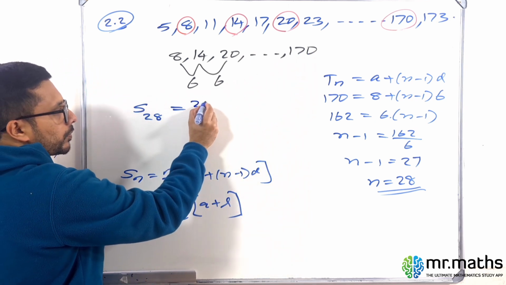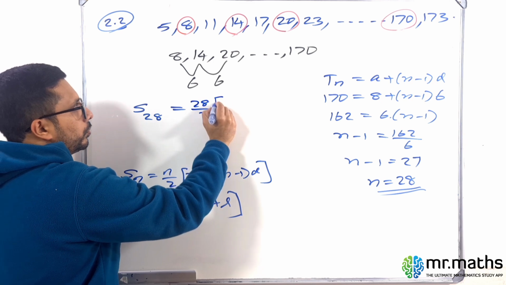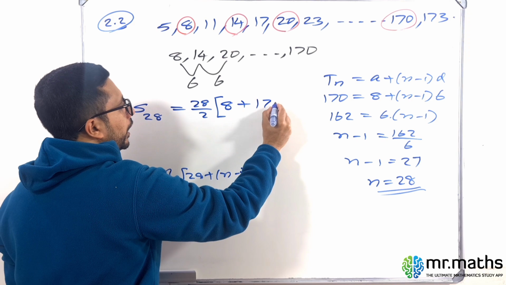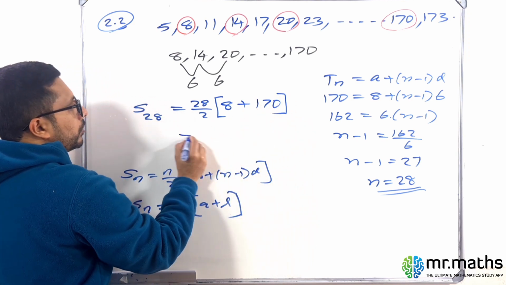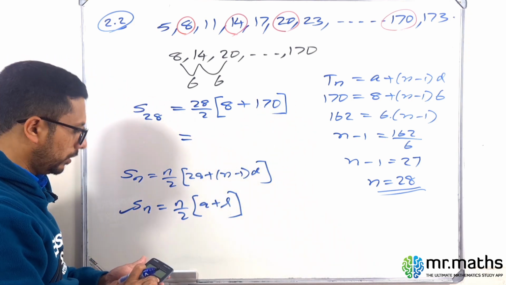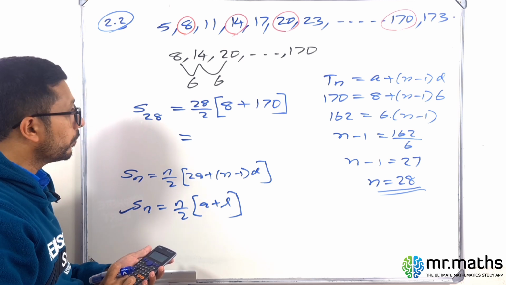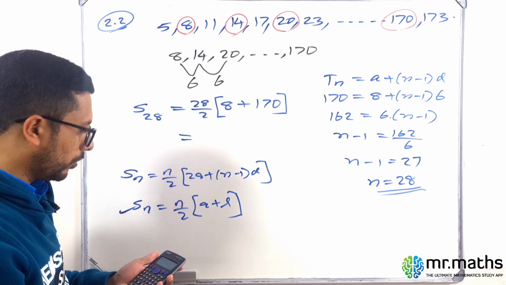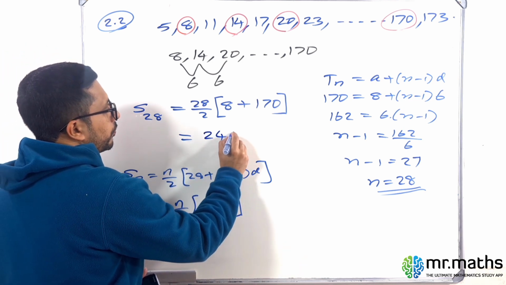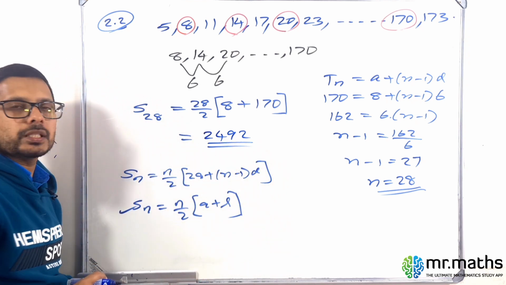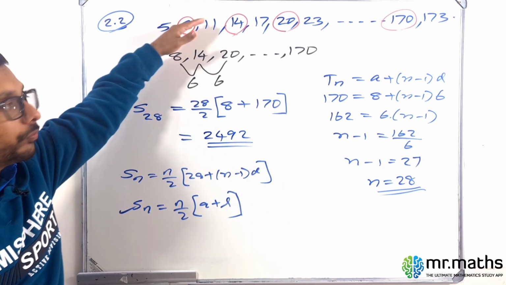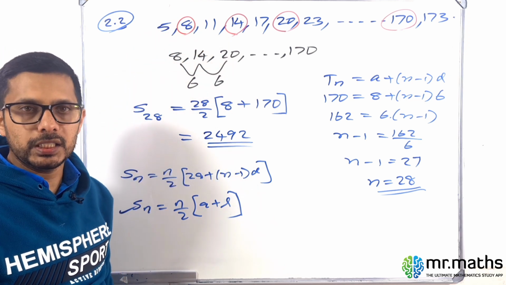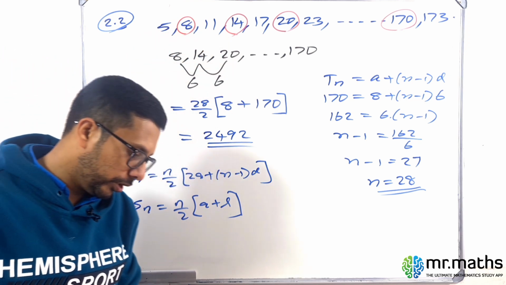N over 2, how many terms are there? 28 over 2 into a, what is a? 8, plus, what is the last term? L, 170. Take your calculator, try to find the answer of that one. 14 times 178 is 2492. So the sum of the even terms in this sequence is 2492. That is question number 2.2.2.